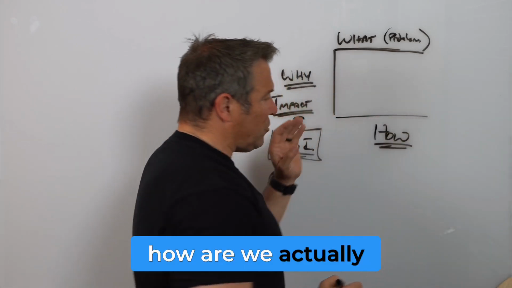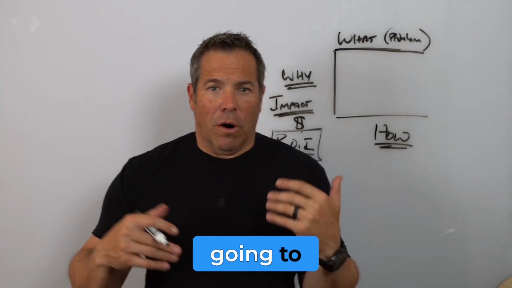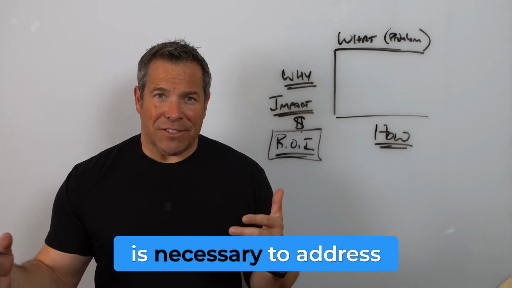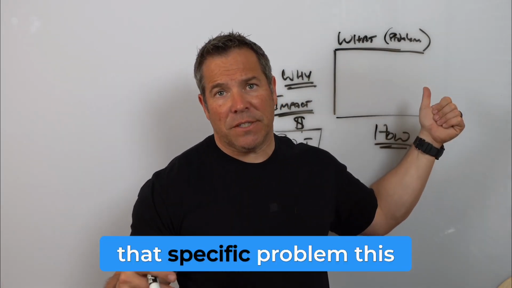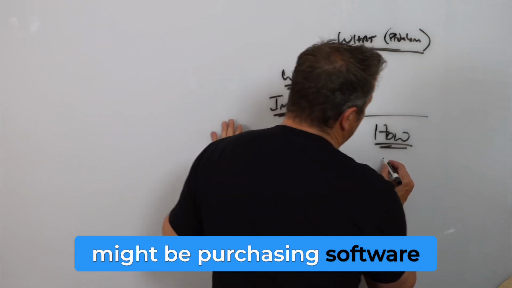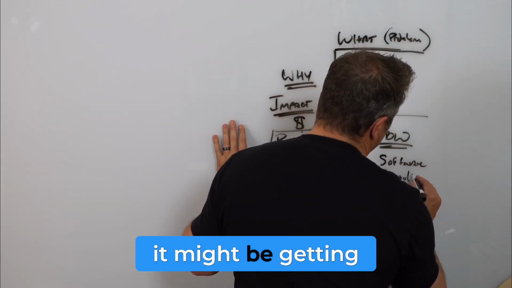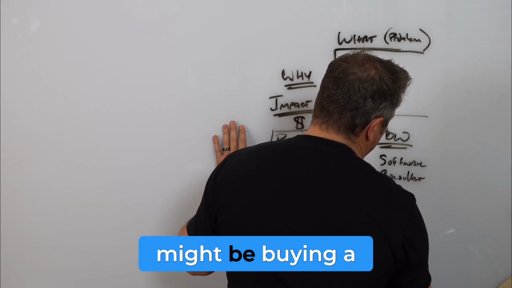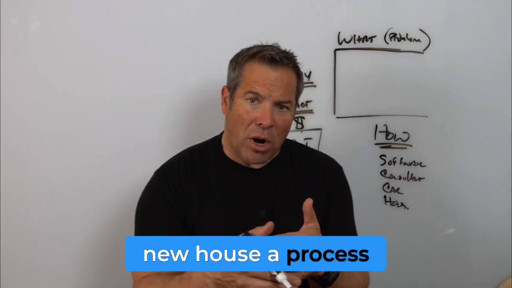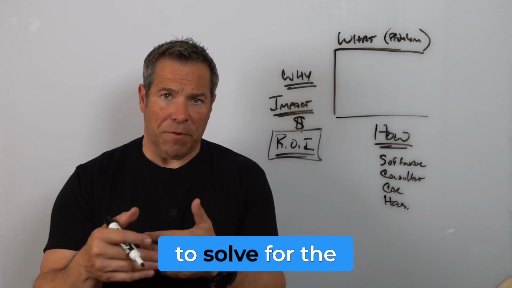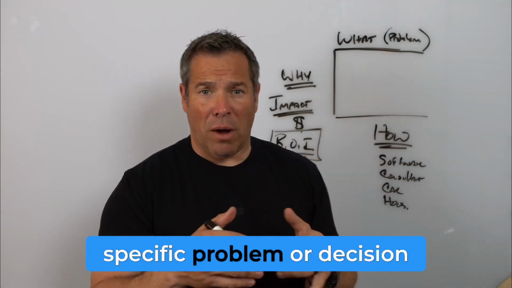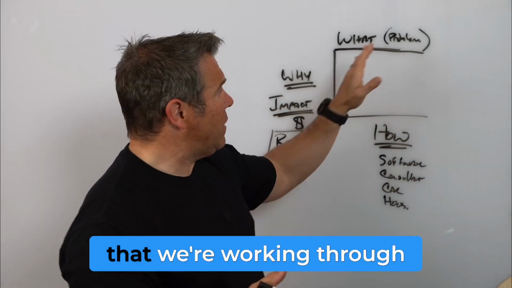How are we actually going to do the work that is necessary to address that specific problem? This might be purchasing software. It might be bringing in a consultant. It might be getting a new car. It might be buying a new house, a process that we're going to go through in order to solve for the specific problem or decision that we're working through right now.